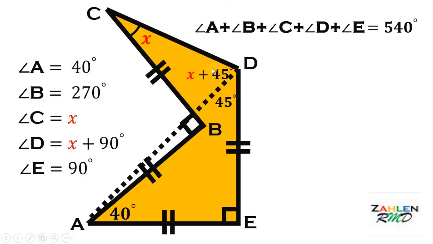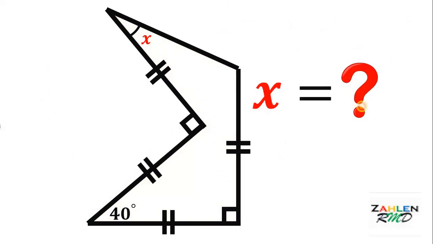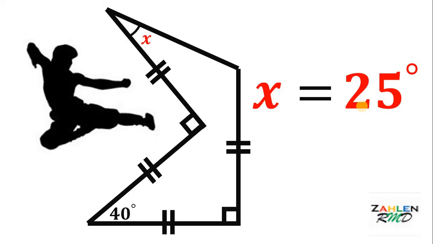Now, adding those values together, we have 40 degrees plus 270 degrees plus 90 degrees plus 90 degrees, which gives us 490 degrees. Now, x plus x gives us 2x. And again, it is equal to 540 degrees. Now, at this point, we want to solve for the value of x. Therefore, subtract 490 degrees from both sides and we get 2x equals 50 degrees. Now, divide both sides by 2, and we get x equal to 25 degrees. Therefore, the value of x in our diagram must be equal to 25 degrees. And as always, we're done.